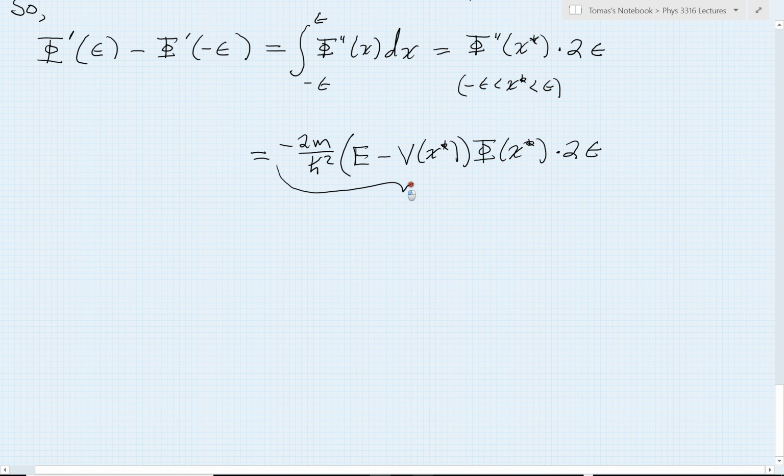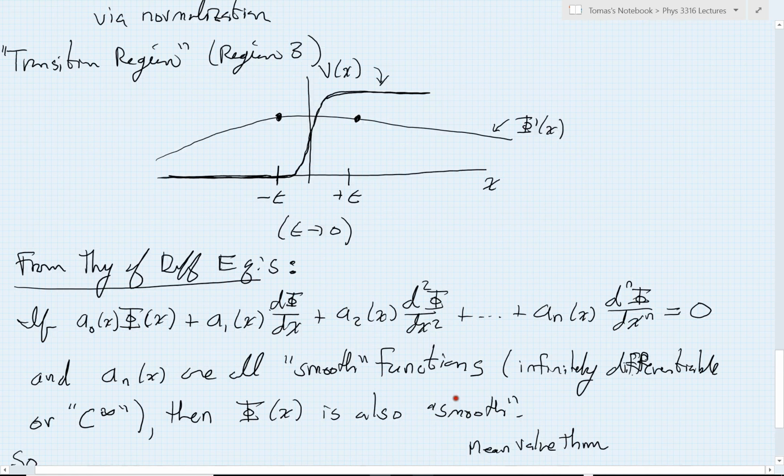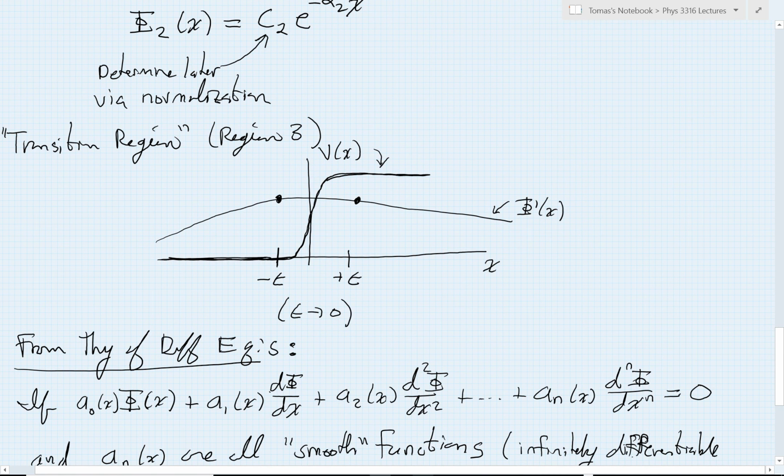If I look at this quantity, if v of x is bounded, and by bounded I mean as I take the limit that this epsilon goes to 0 and shrink this to a super sharp point, the potential always stays between 0 and V naught.